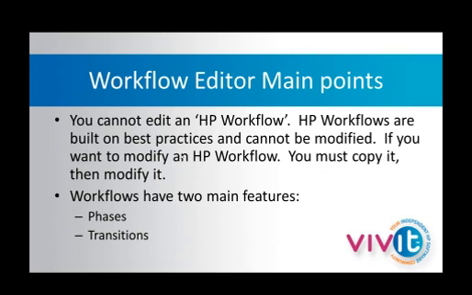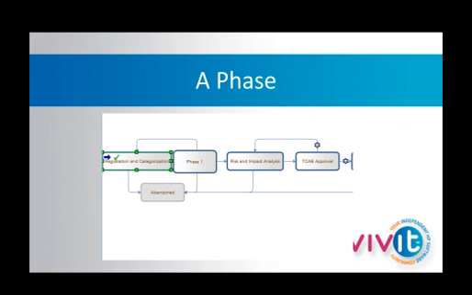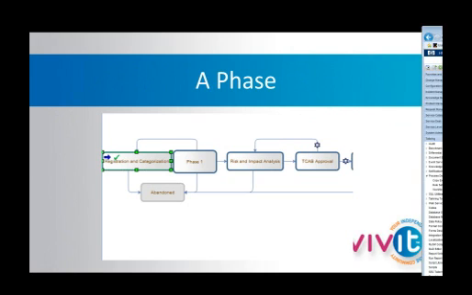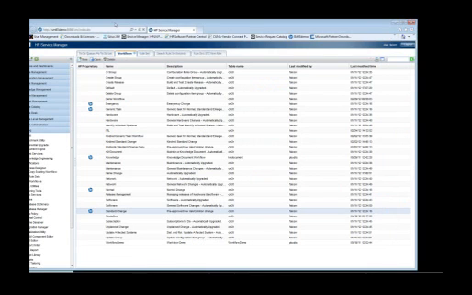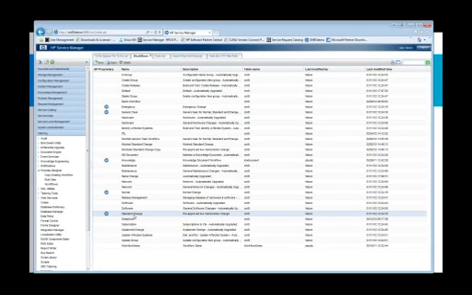So workflows have two main features: phases and transitions. So phase, let me pull up my workflow. And one of the first things you'll notice if you download this or have a site you can go to is that you have to double click on the actual workflow to get it to come up. And workflow editor only works in the web client, does not work out of the Windows client. So rules editor does work in the Windows client, but not workflow editor.